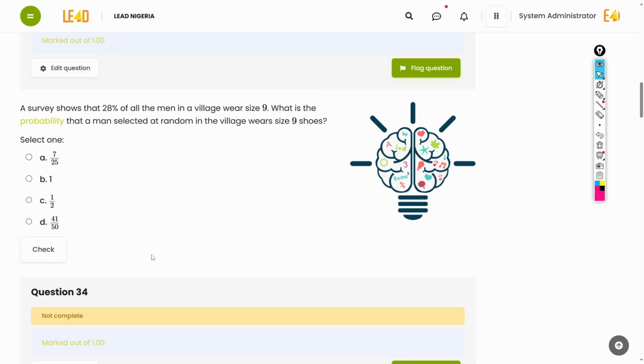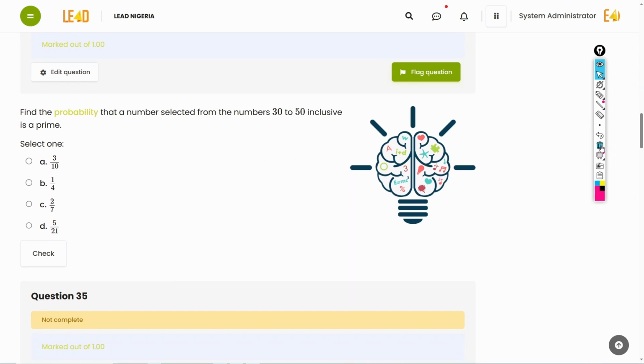So a survey shows that 28% of all men in the village wear size 9. What's the probability that a man selected at random in the village wears size 9? So that's just 28 over 100. All right, so that 28 over 100 would be 7 out of 25 when you divide by 4. So that's option A.